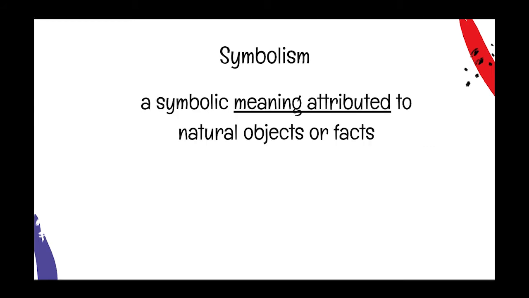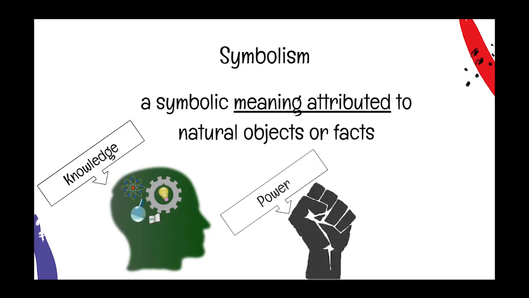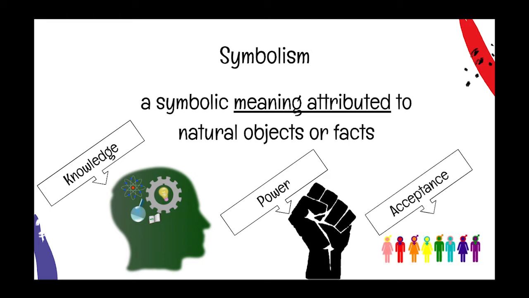Symbolism. Symbolism is the symbolic meaning attributed to natural objects or facts, such as a book representing knowledge, a raised fist representing power, or a rainbow representing acceptance of LGBTQ people.